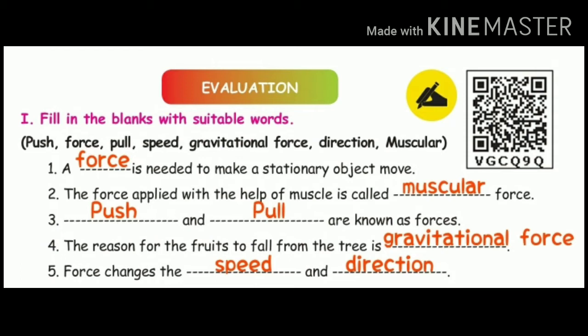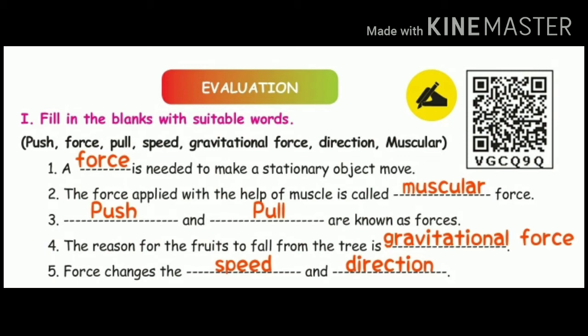First one, a dash is needed to make a stationary object move. The answer is force. Second one, the force applied with the help of muscle is called dash force. The correct answer is muscular force.